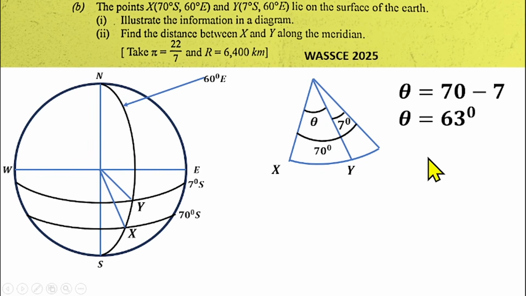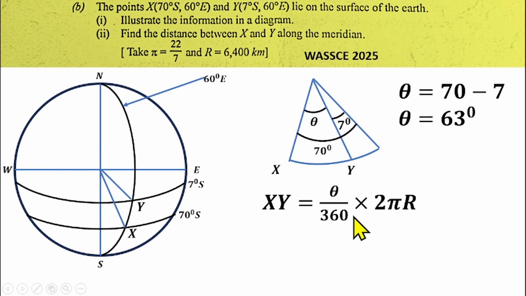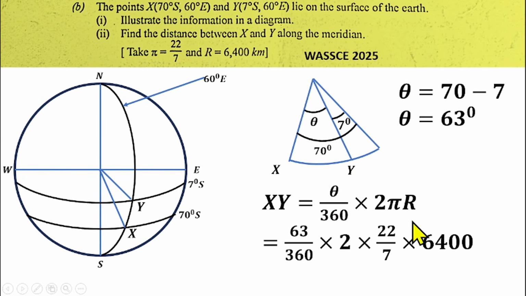Then, to find the distance along this meridian, which is the great circle, the distance along the great circle will be theta over 360 times 2 pi r. And you have 63 over 360 times 2 times 22 over 7 times 6,400, and that will give us 7,040 kilometers as the distance between point X and point Y.